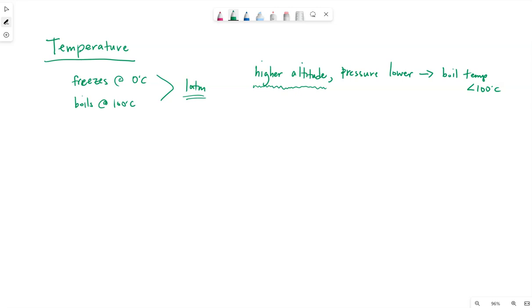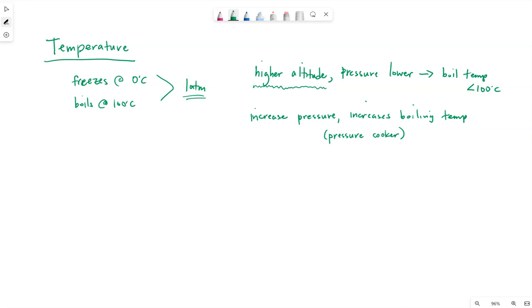The inverse is true as well. If we can increase pressure, that increases the boiling temperature. It makes it higher than 100 degrees Celsius, which means the food is cooking hotter, which means it will cook faster. A pressure cooker, an Instapot, that's what they're taking advantage of, is higher pressure. They're increasing the boiling temperature and allows things to cook faster.